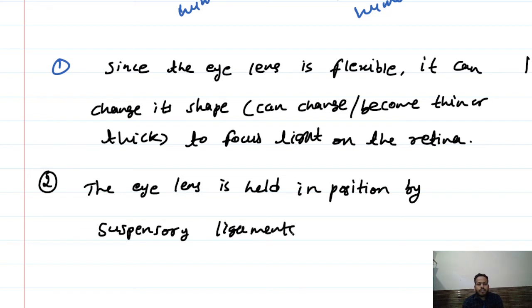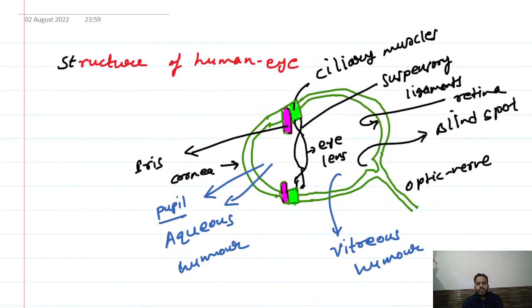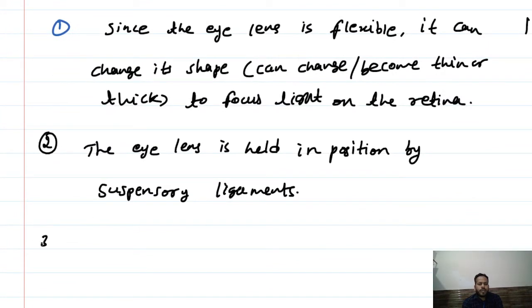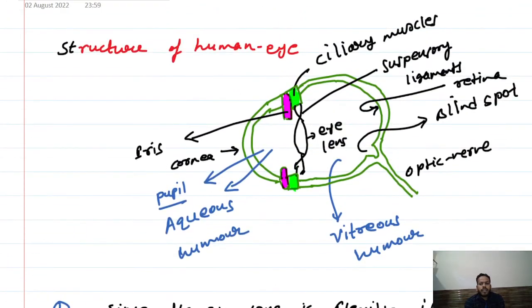You can check it, suspensory ligaments are connected here. This eye lens is connected to the ciliary muscle through suspensory ligaments. So the suspensory ligaments give support to this eye lens in order to remain at one particular position. One end of the suspensory ligament is connected to the eye lens and the other end is connected to the ciliary muscles.